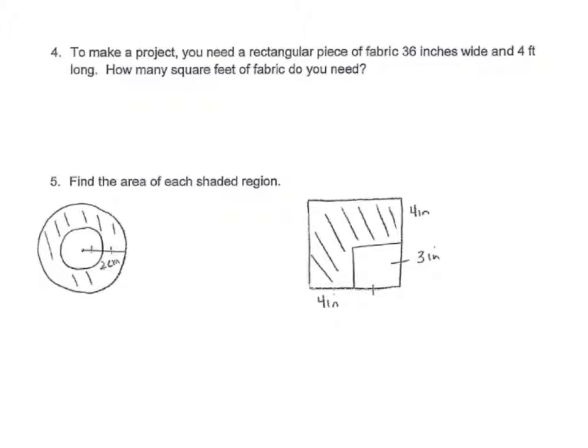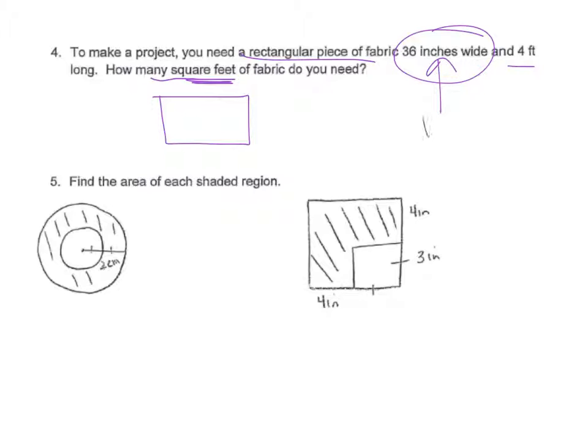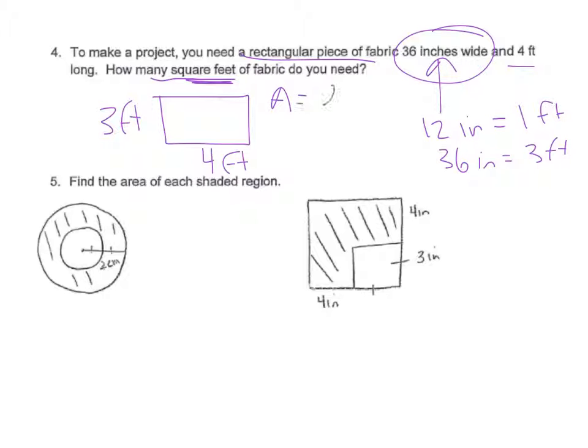To make a project, you need a rectangle, so I drew a rectangle, a piece of fabric that's 36 inches wide and 4 feet long. How many square feet? So we want it in feet, so we need to change 36 inches into feet. Well, 12 inches equals 1 foot, so 36 inches equals 3 feet. So this is a 3 feet by 4 feet piece of rectangle fabric. So the area is length times width. The area is 3 times 4, so the area is 12 feet squared.